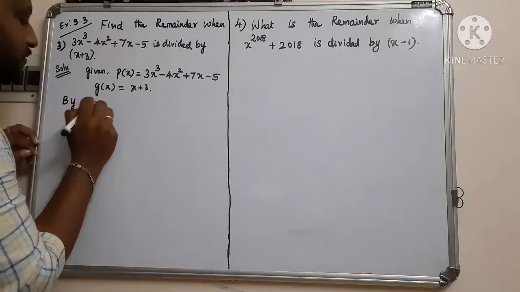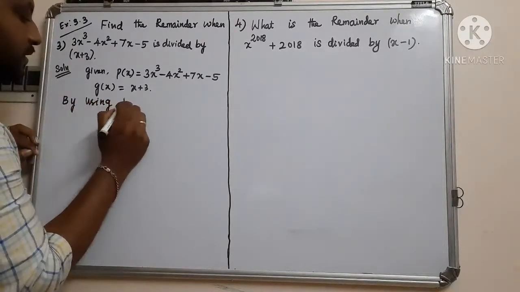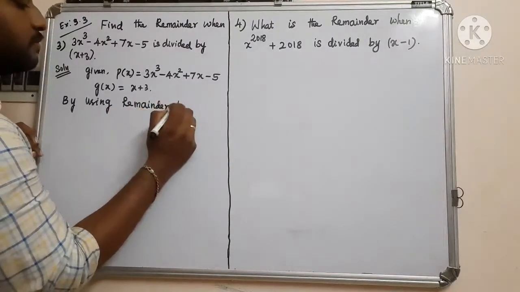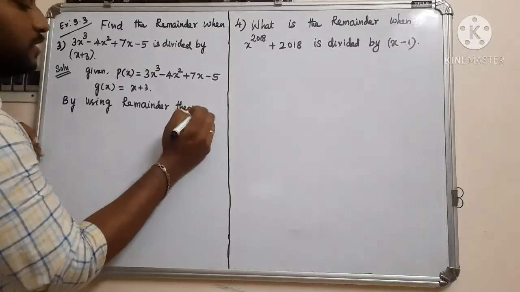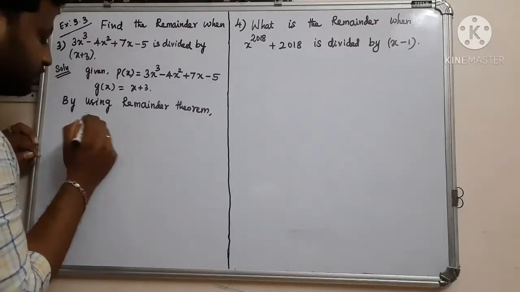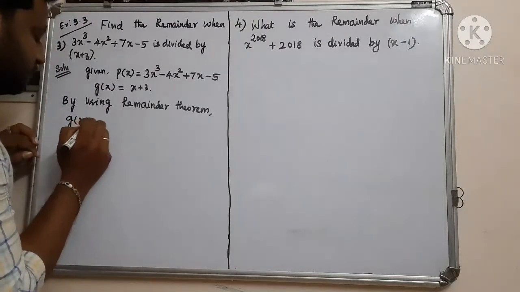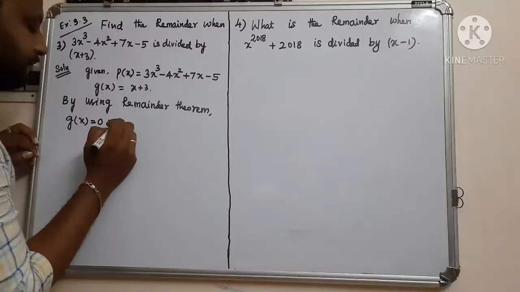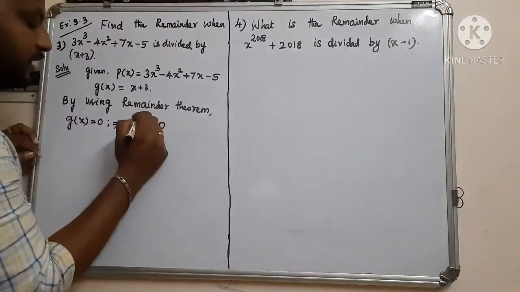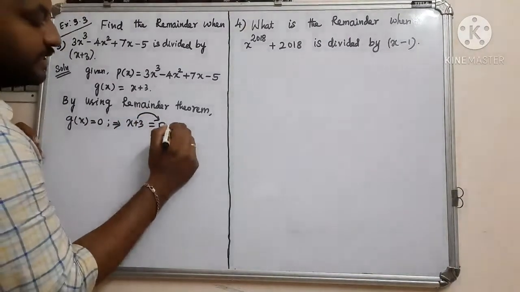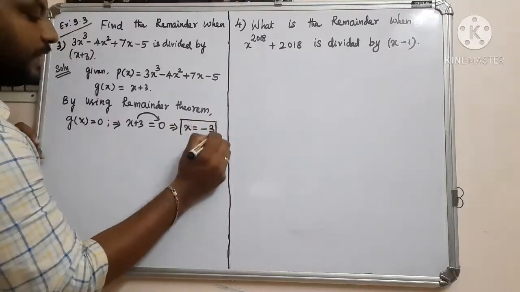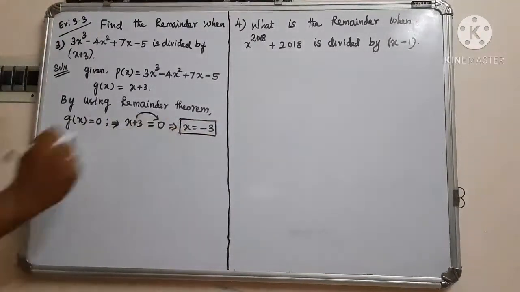By using the remainder theorem, g of x should be taken as 0. So if g of x is equal to 0, then g of x value is x plus 3, which is equal to 0. Here plus 3 will change into minus 3. So x is equal to minus 3. So you have to substitute minus 3 instead of x.